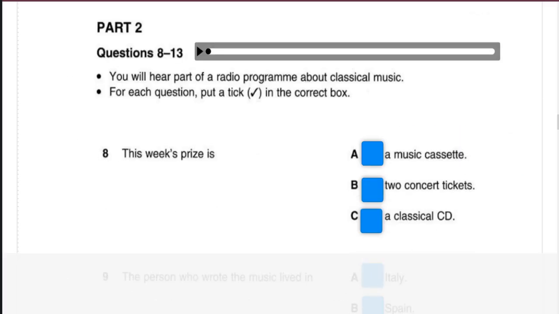That is the end of part 1. Now turn to part 2, questions 8 to 13. You will hear part of a radio program about classical music. For each question, put a tick in the correct box. You now have 45 seconds to look at the questions for part 2.